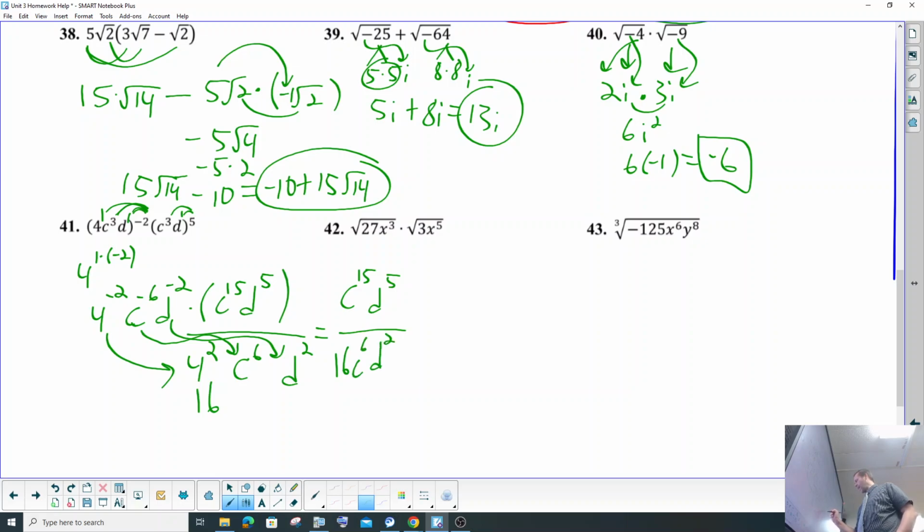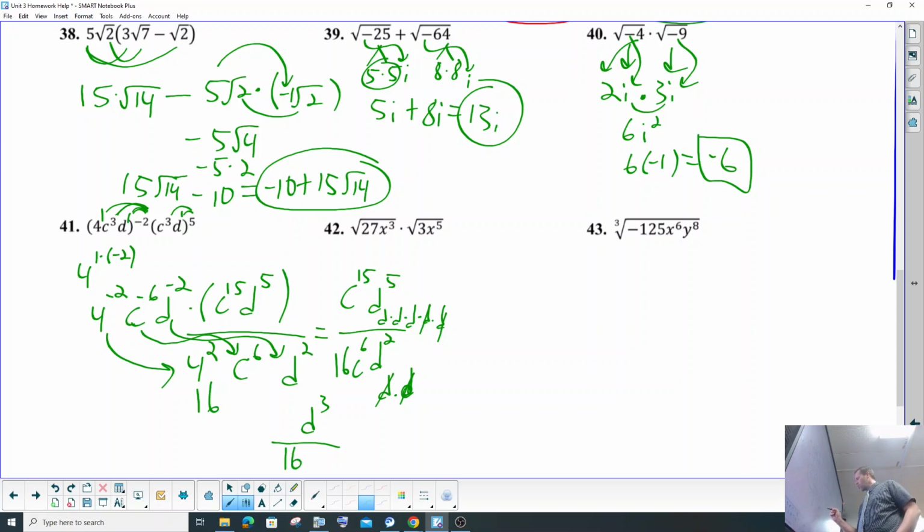6, and d squared. Well, how many d's do I have? 1, 2, 3, 4, 5. And then I have 2 d's here. And so two of those will cancel. So we're left with d to the third power on top, all over 16.